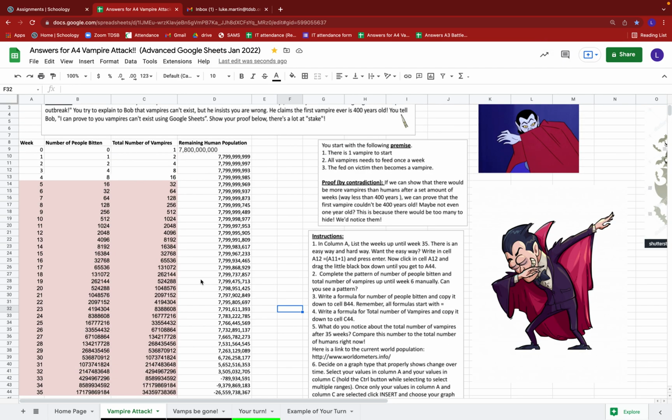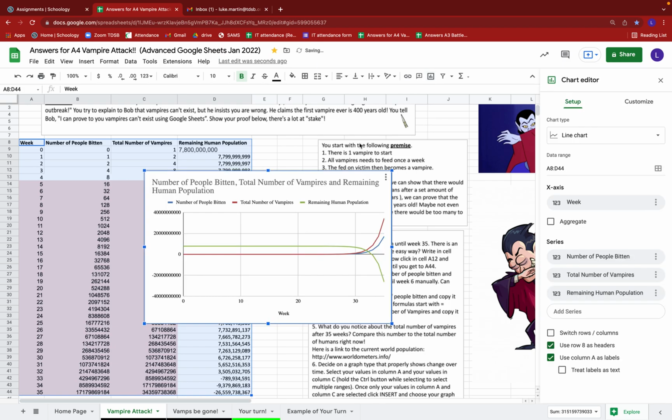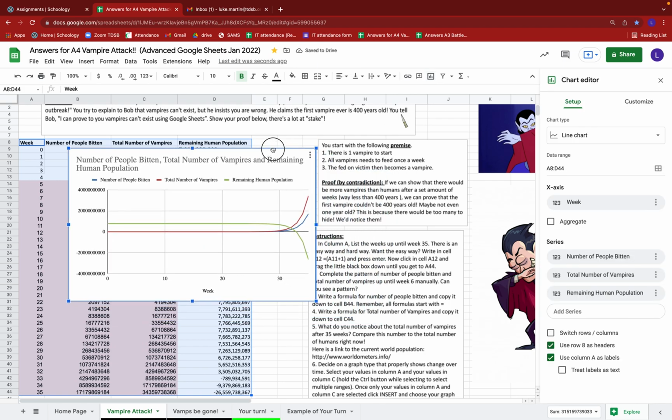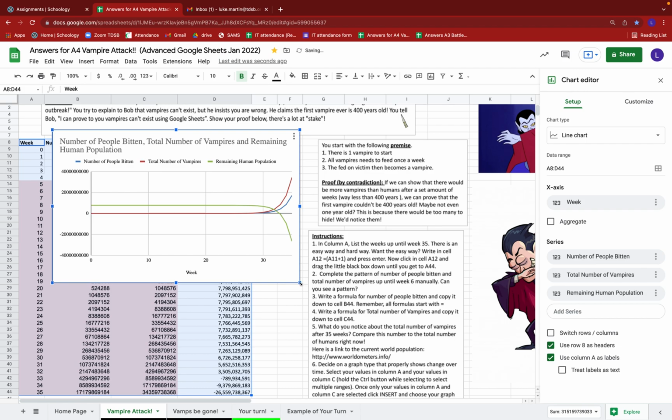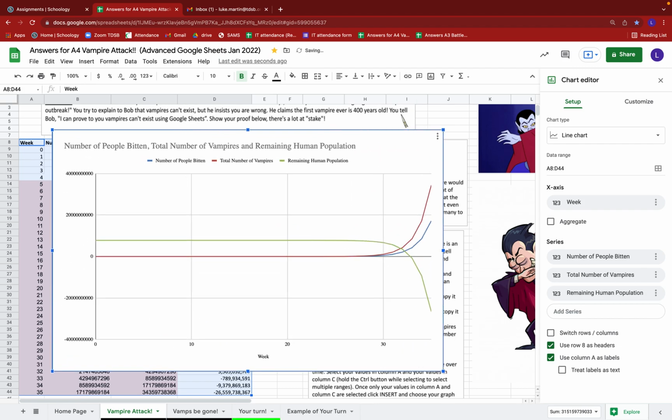So here we go. We're going to select our data, not with the crosshair, but with the black arrow, which is going to make the text kind of selected in blue like that. And now we're looking for the insert chart button up here. So once we have our data selected, we can say insert chart. There we go. This is our graph of exponential growth. And we can see right here that it already picked a line chart.